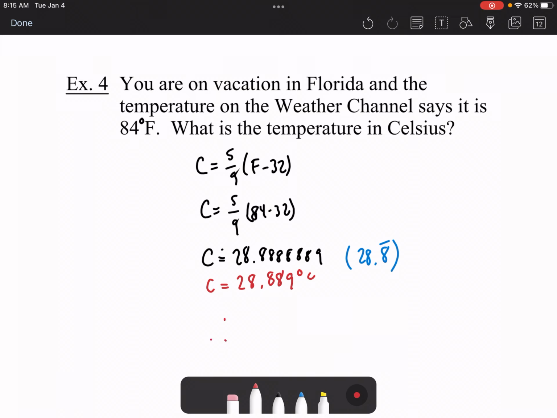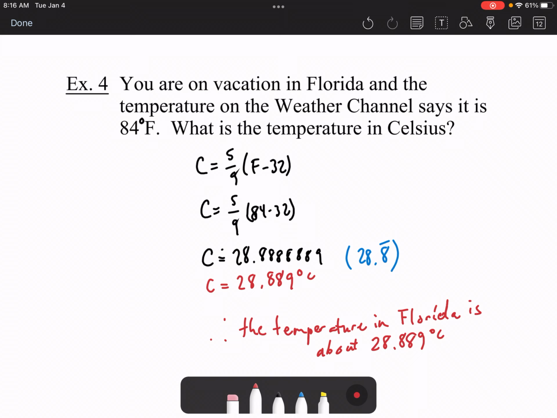So therefore, the temperature in Florida is about 28.889 degrees Celsius. And there we go. And thus concludes this lesson for today.